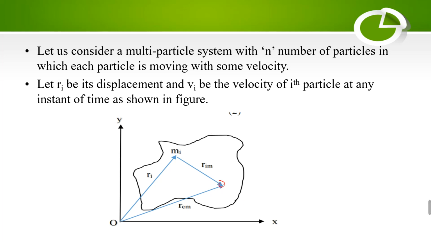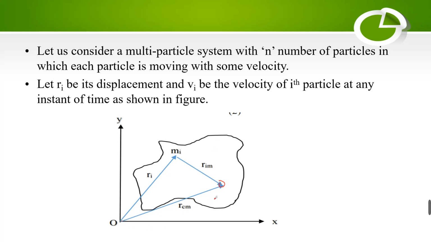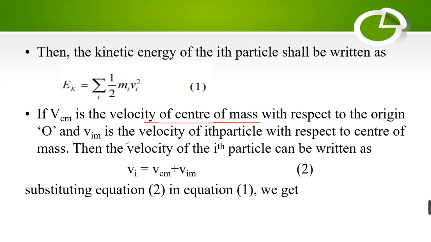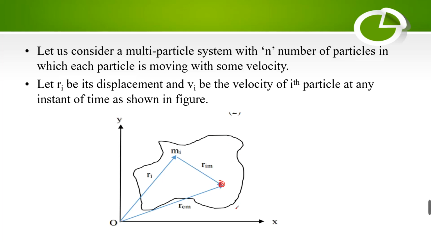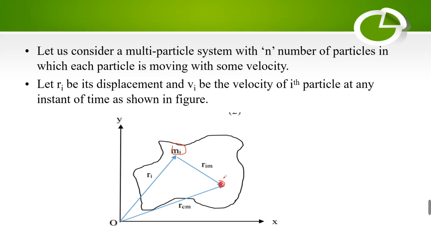We consider a center of mass, and if the whole system is moving, it moves with respect to the center of mass. That velocity we calculate as Vcm, the velocity of the center of mass with respect to this origin. With respect to this origin, we see how the particle is moving from this point, and that is called Vcm. Then what is Vim? We have told you that there are n number of particles. Here I considered one particle called i.